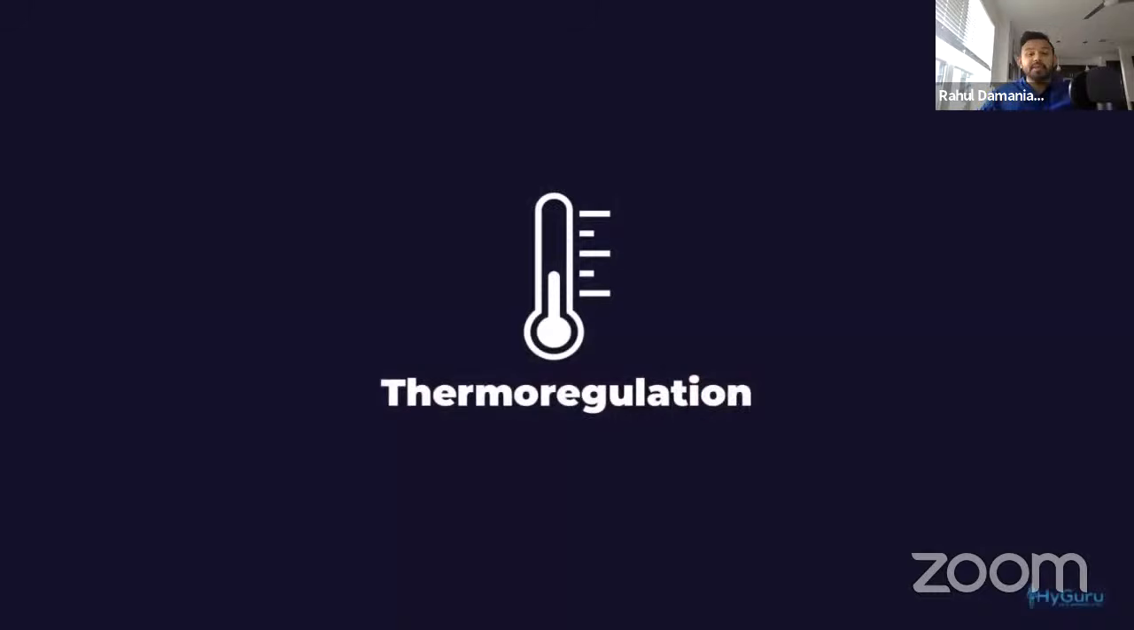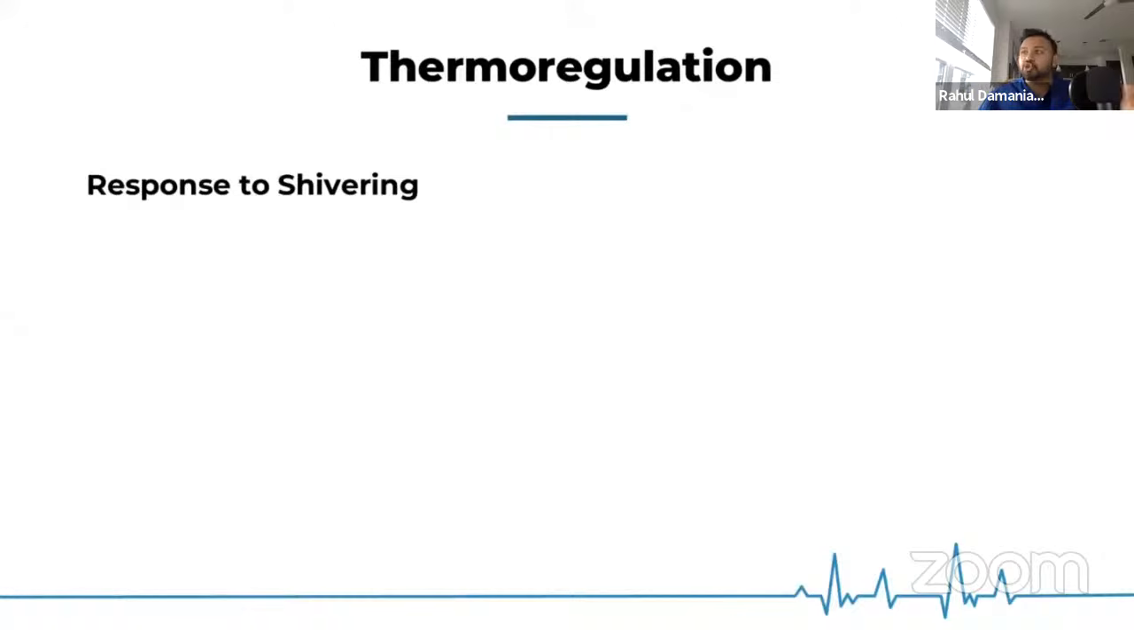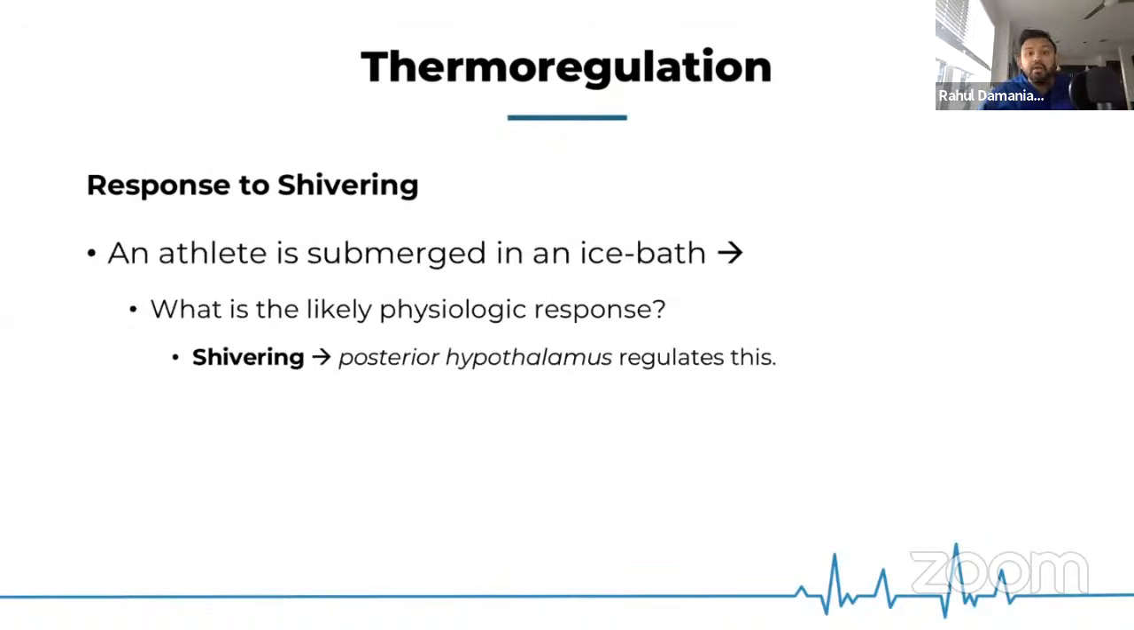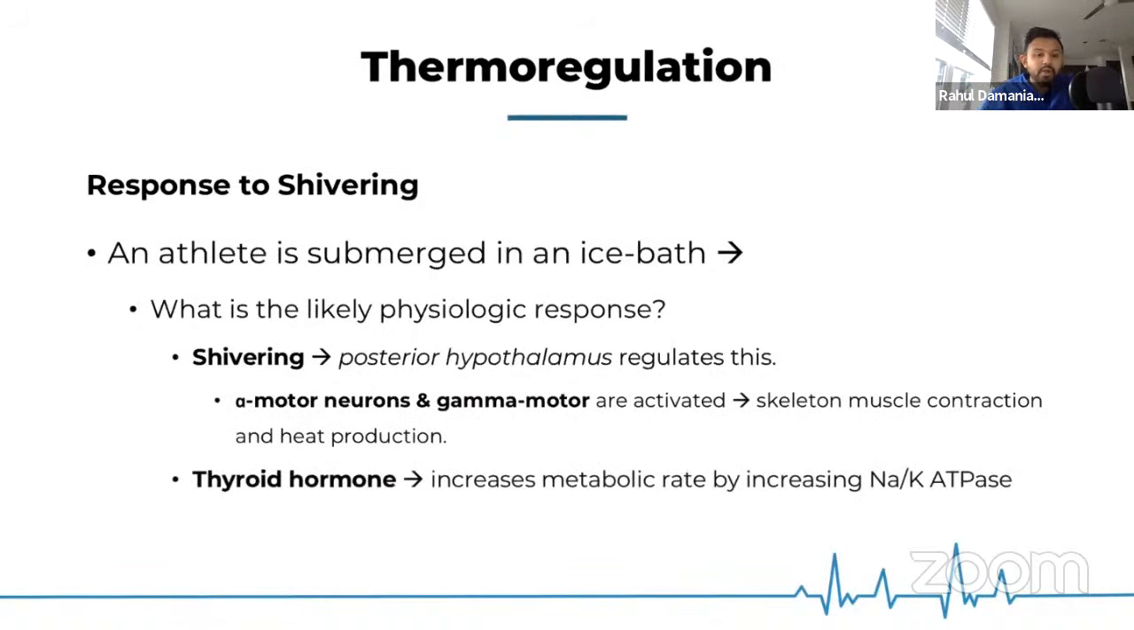Let's move on. The next thing we're going to be talking about is thermoregulation. Thermoregulation has been on some of the NBME questions. What we're going to do is take the extremes of temperature. We're going to talk about the response to cold, including shivering, as well as the response to very, very high temperatures. When you're thinking about a patient who is submerged in an ice bath, for example, the mechanisms at hand to warm that patient up are, number one, shivering, which is mediated by the posterior hypothalamus. Number two, the thyroid hormone. And number three, the brown fat. So let's go into these three concepts.